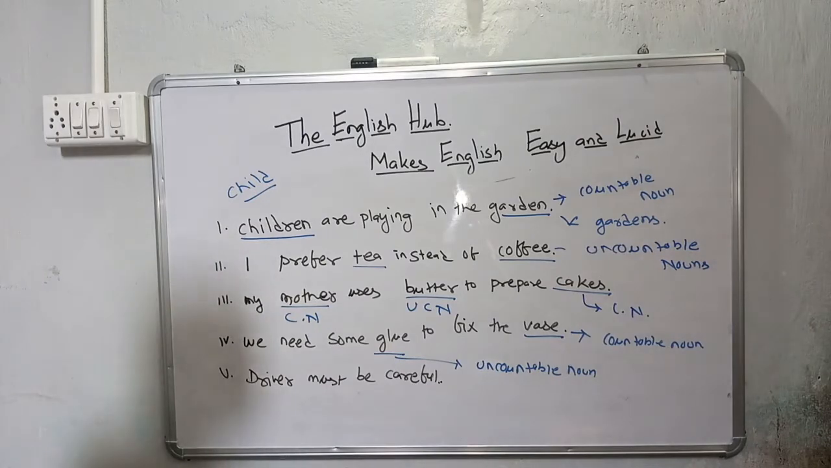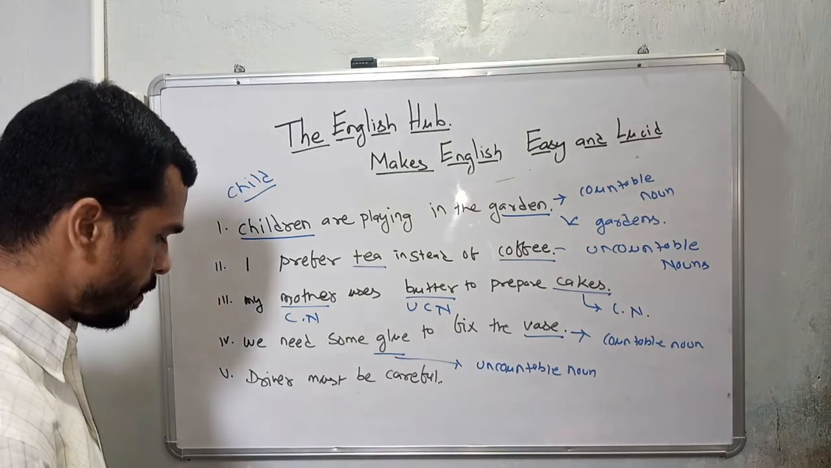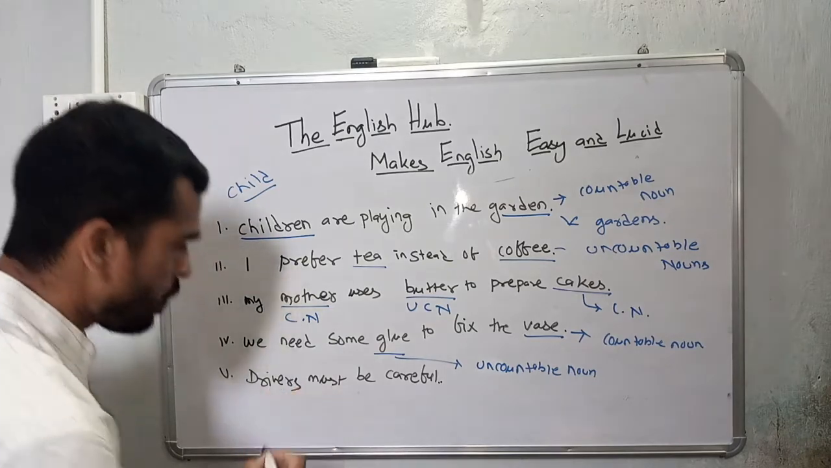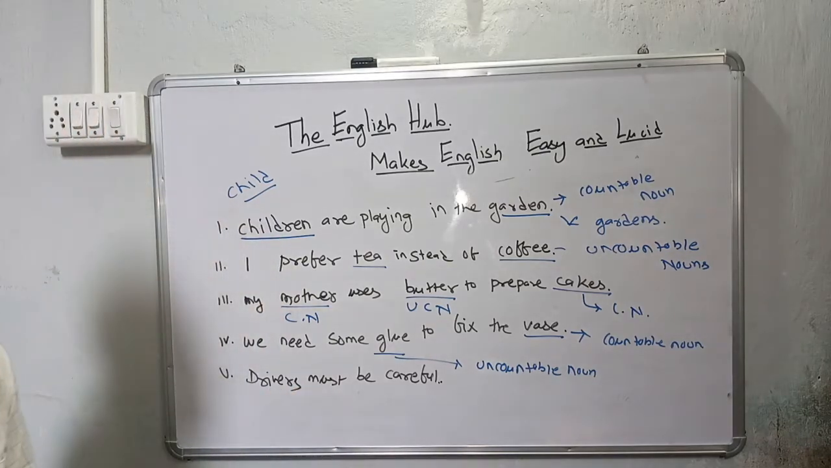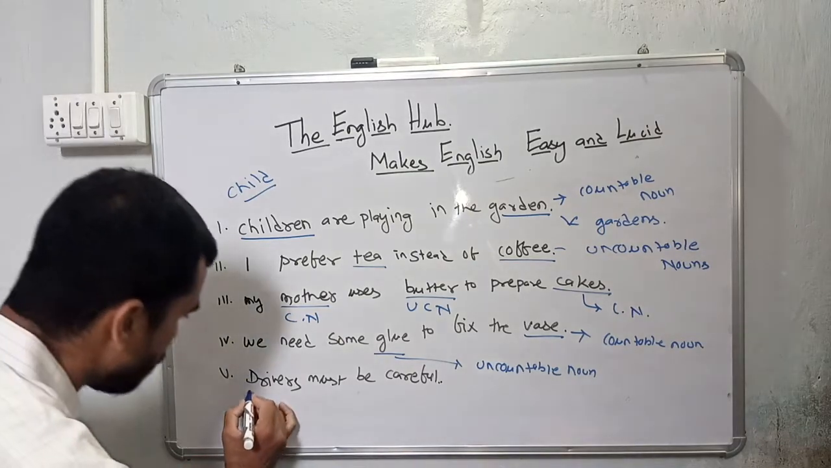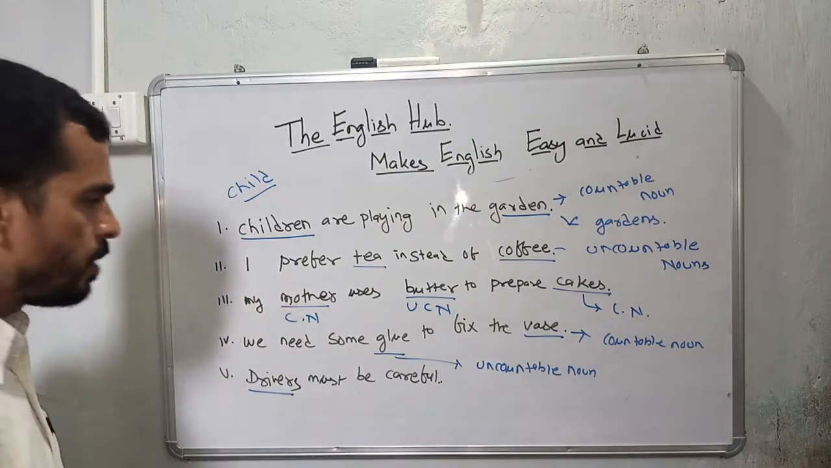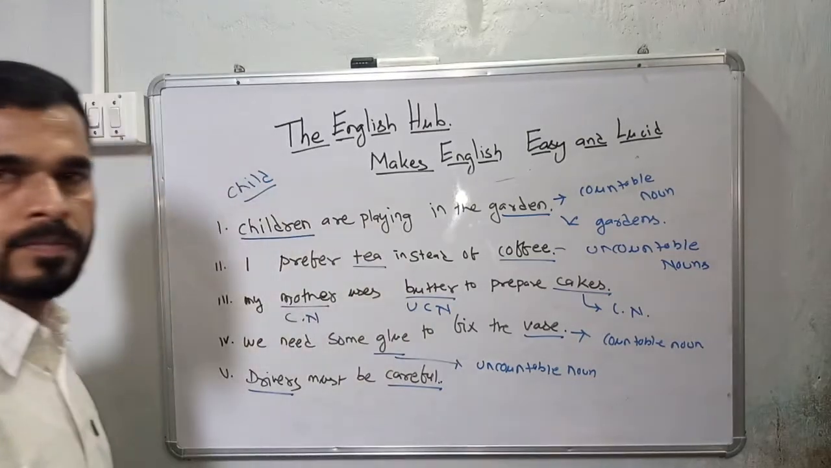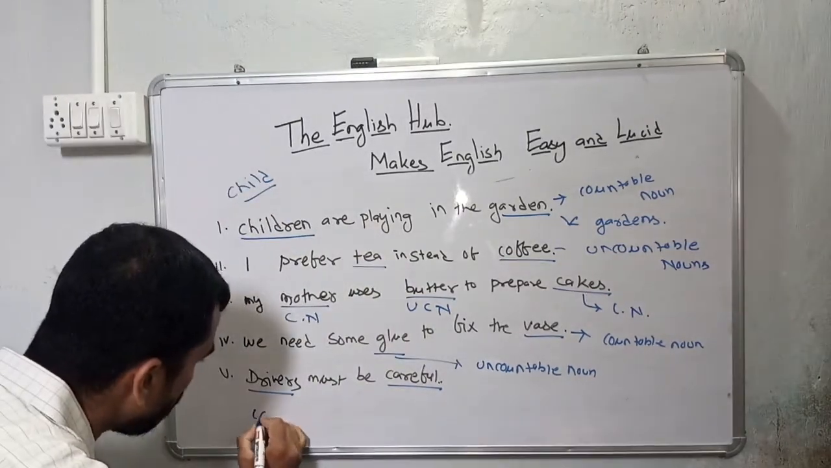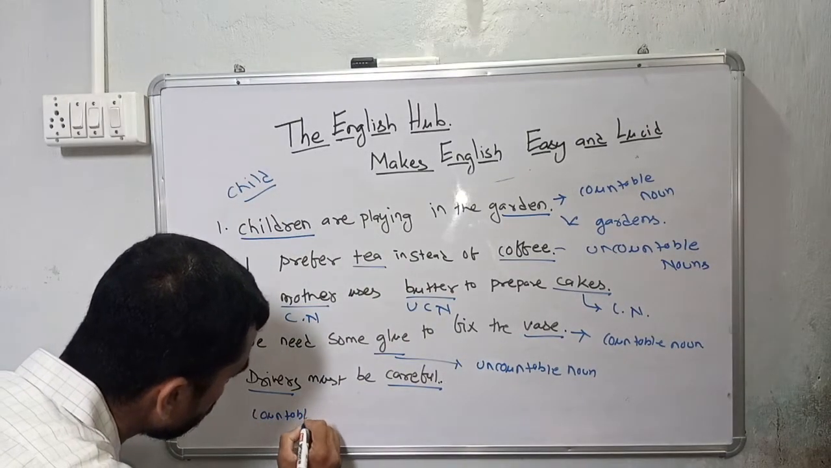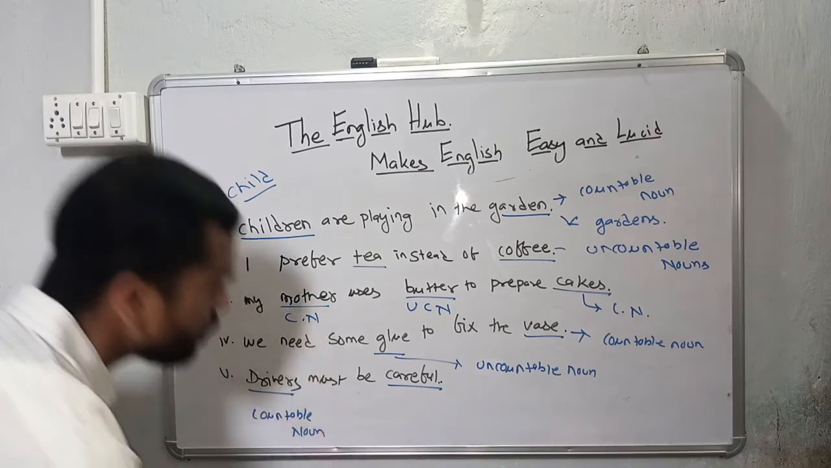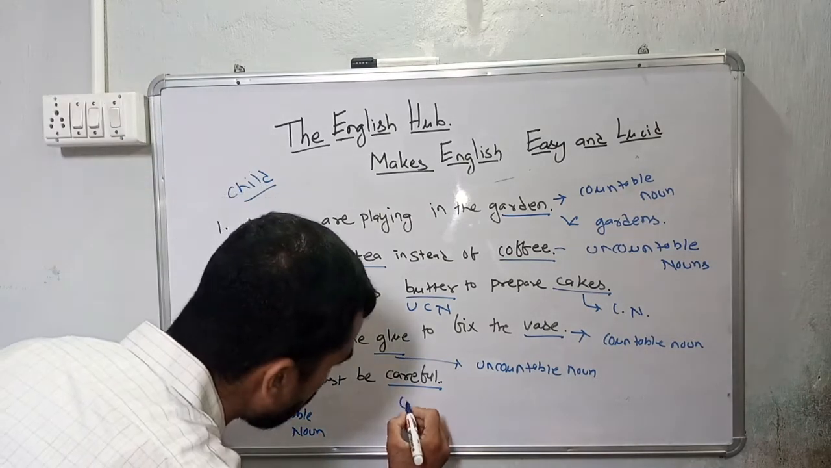Okay. The fifth sentence is: drivers must be careful. How many nouns are there? There are two nouns. One is driver, another one is careful. So driver is countable noun and careful is uncountable noun.